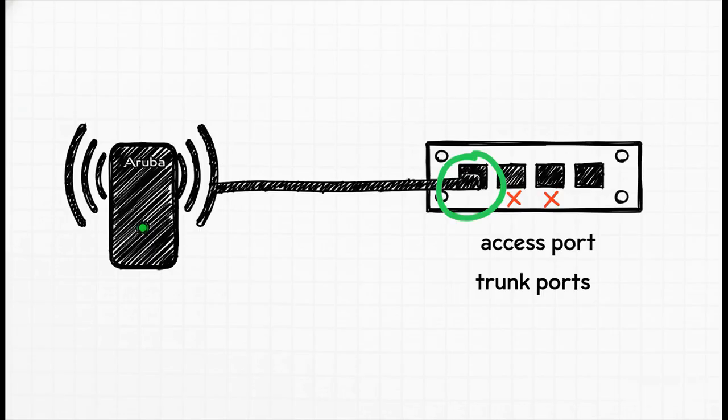Just think of it like this. An access port is a private driveway for one car, right? And a trunk port is like a multi-lane highway with all sorts of traffic. The AP needs its own private driveway. Get this wrong and nothing else works. It's the foundation for, well, for everything.